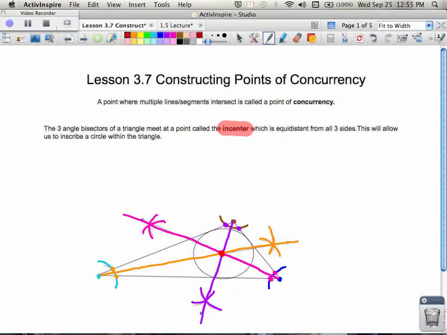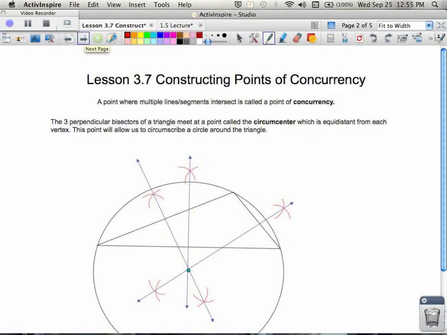I place my compass point on the incenter, stretch it out to the side of the triangle, and I will generate a circle that touches all three sides. That's called the incenter, created with the point of concurrency by angle bisectors.